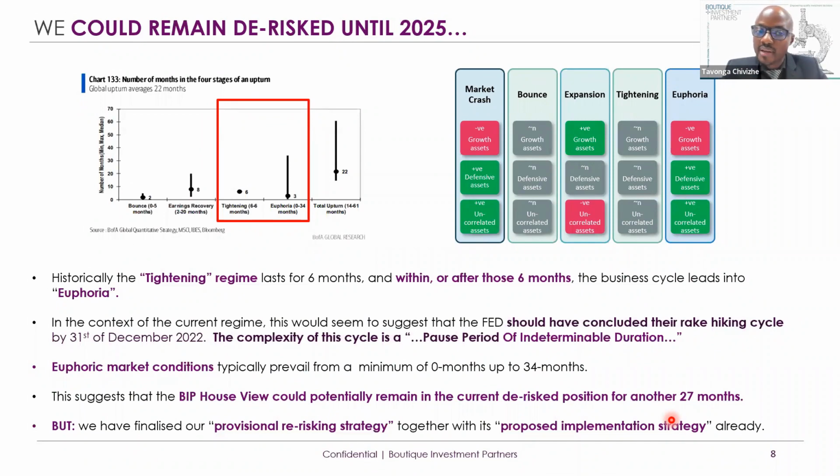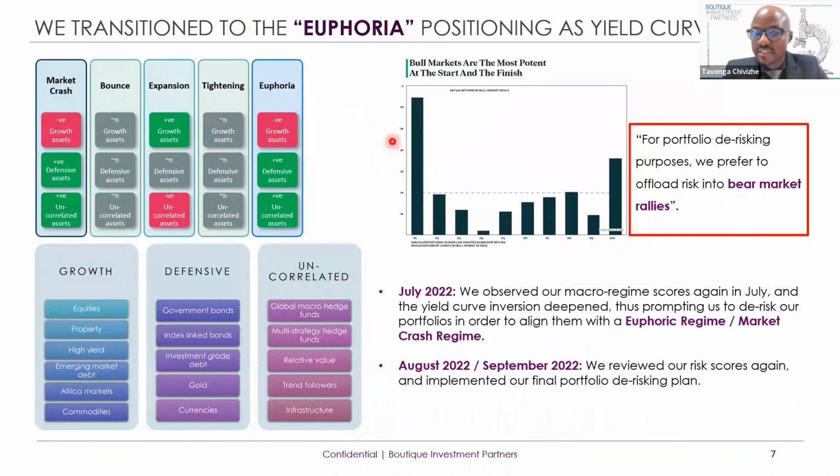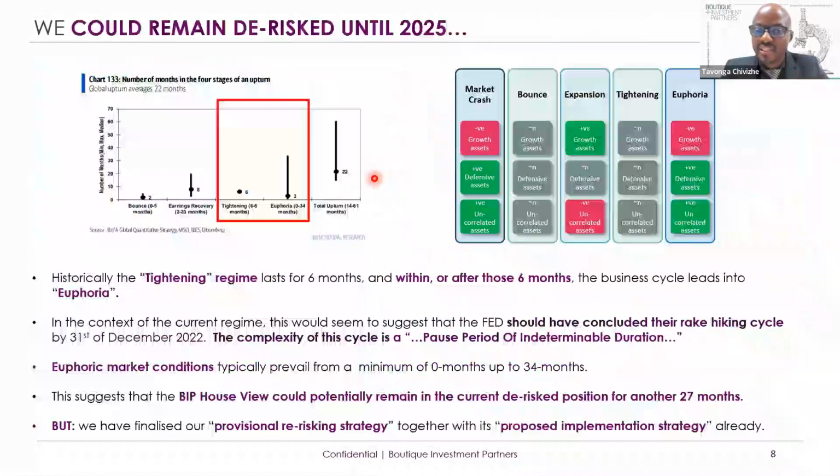So because it could be a long time for these things to play out, because cycles are very complicated, it's very important to us that as much as we're de-risked, we have a good plan to say, how are we going to be buying back into risk so that we capture as much of this as possible? And this is pretty much, I think, what we would call the BIP re-risking strategy, which we shared with our clients in the third quarter of last year. We shared with all of you again in the final quarter of last year, and we are going to share that with you again in the meetings that we're going to have this quarter.